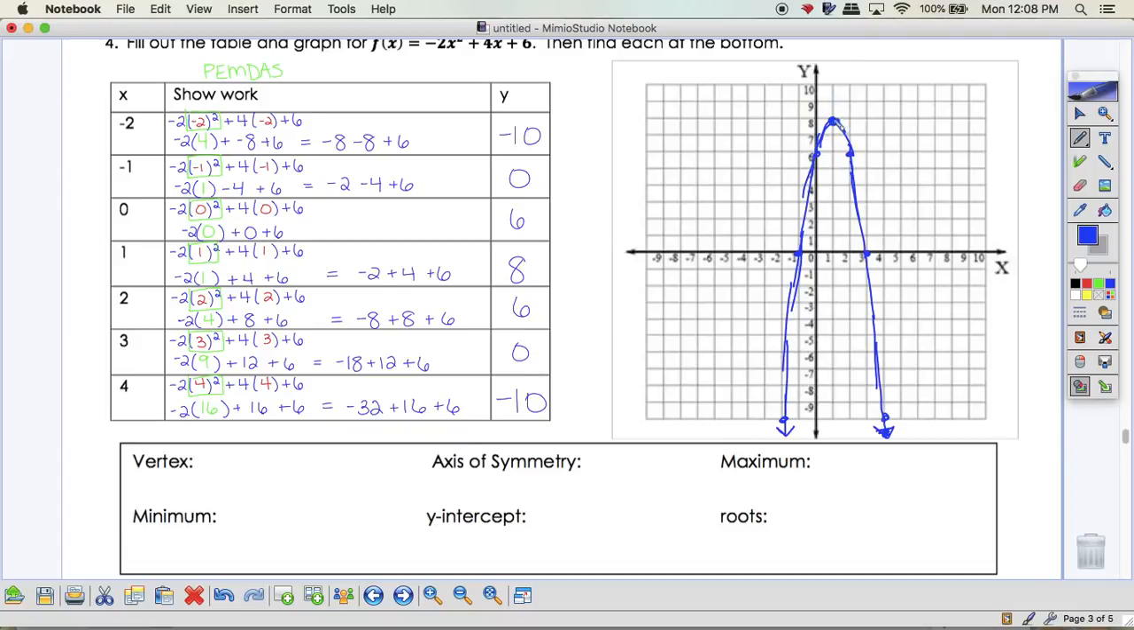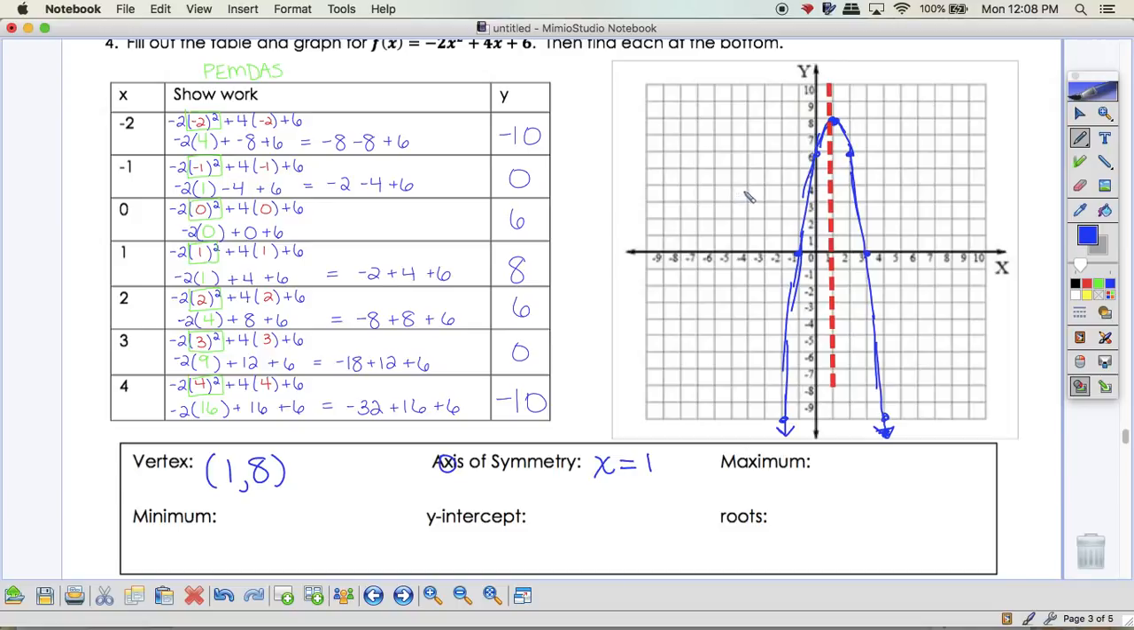Okay, let's look at the vertex. The vertex is always going to be an ordered pair because it is a point on the graph. The vertex is going to be at 1, 8, right here. Axis of symmetry, we said, will always have what in it? It will always have x equals because it is a vertical line. Let's look at what vertical line will split this graph in half. This is the vertical line that will split the graph in half. So where does that go through the x-axis? It goes through the x-axis at 1. Okay, remember, it's always going to be the same as the x in the vertex.